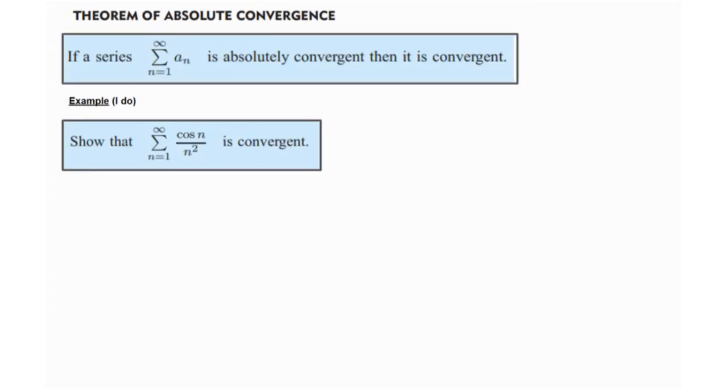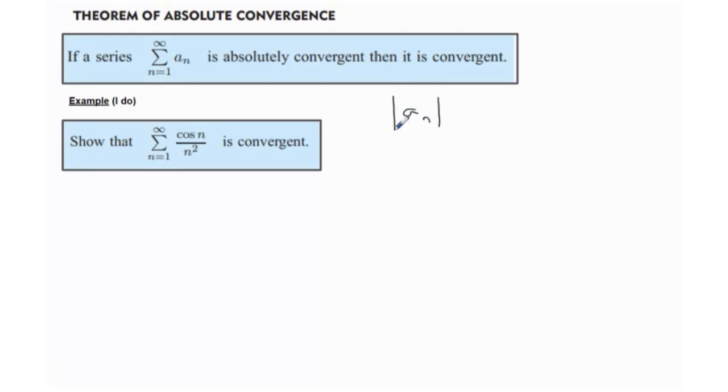Okay, the theorem of absolute convergence. If a series, the sum of the terms a_n from n equals 1 to infinity, is absolutely convergent, then it is convergent. Absolutely convergent just means that if we take the absolute value of the series, that series converges. So instead of a_n, we take the absolute value of a_n and just see if that converges.